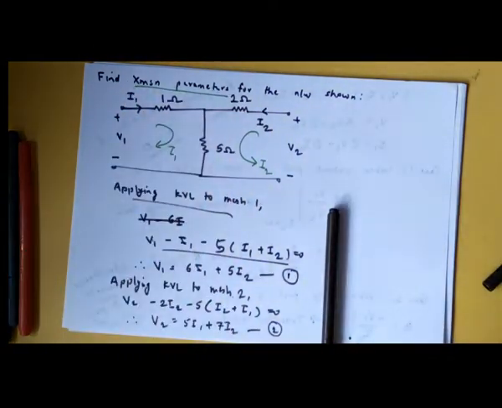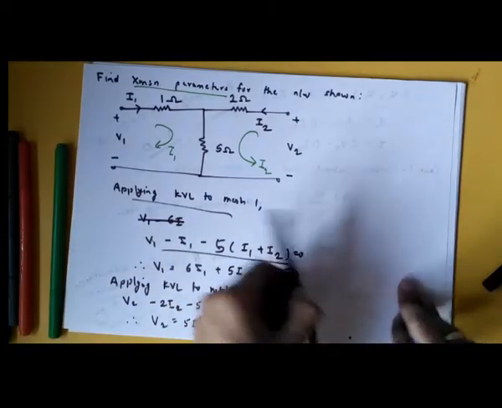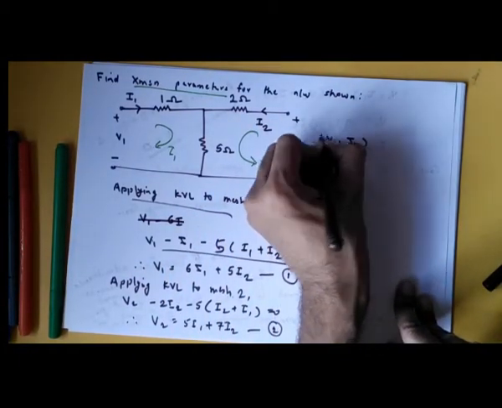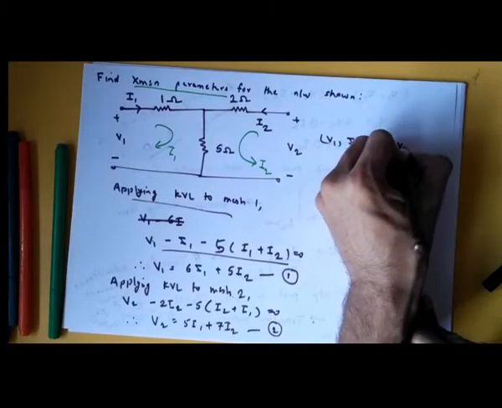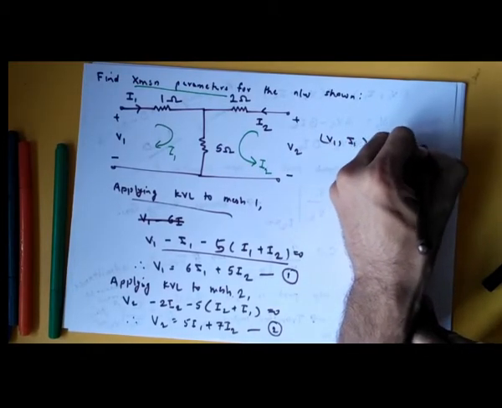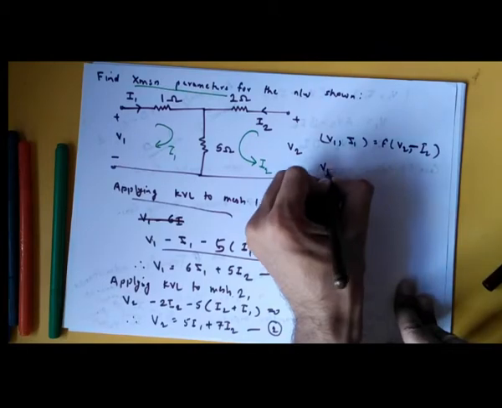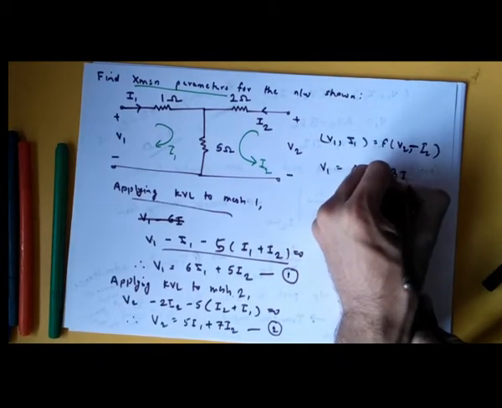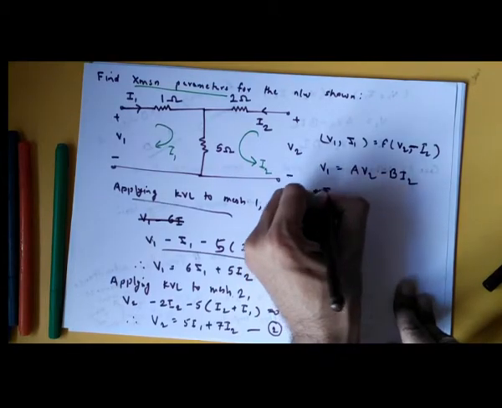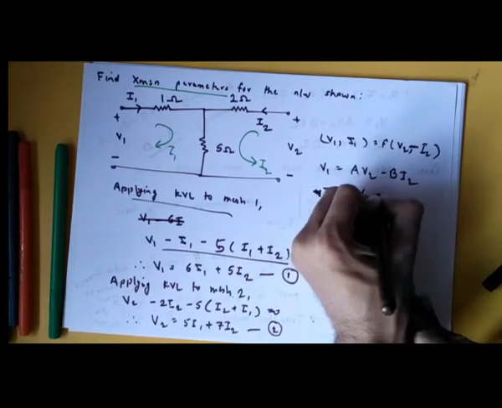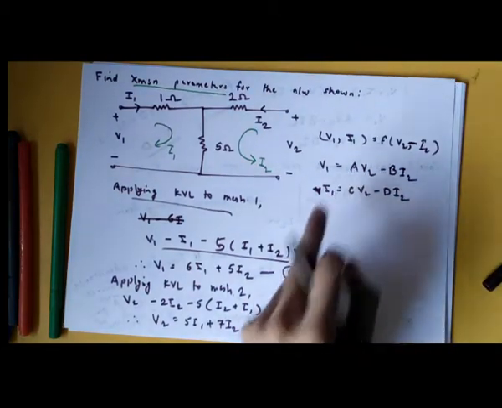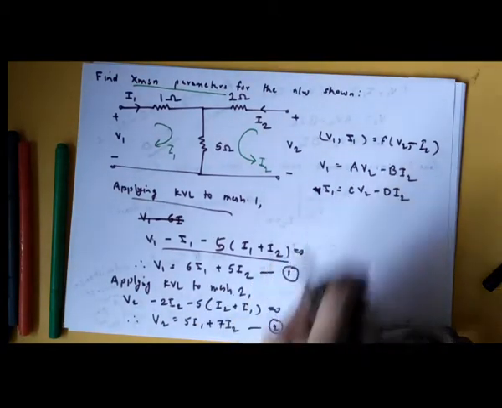You have to find the transmission parameters. So what are transmission parameters? ABCD parameters. How are they defined? V1 comma I1 is a function of V2 comma minus I2, right? So write this in front of you. V1 is AV2 minus BI2, and I1 is CV2 minus DI2, right? Just check whether from the KVL we have got the same equations.